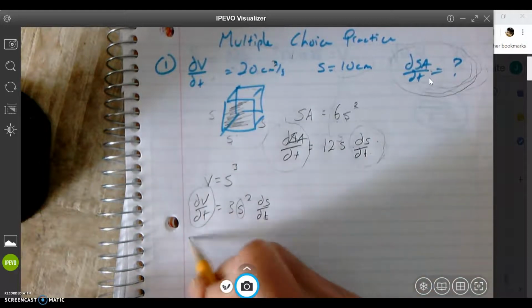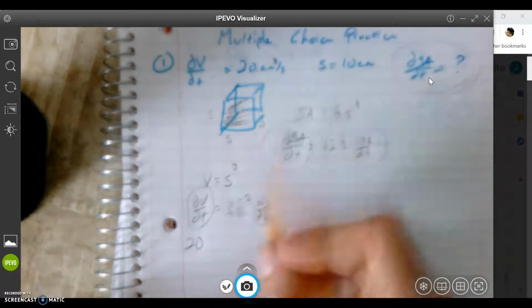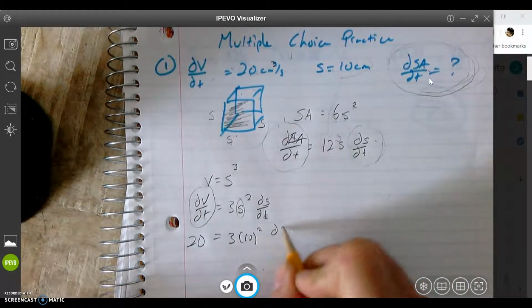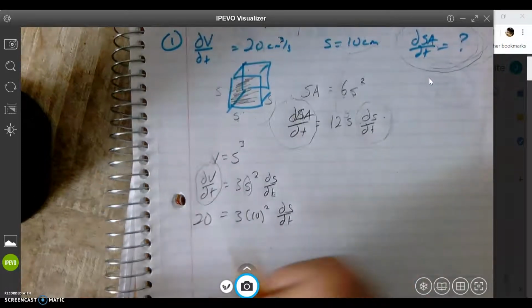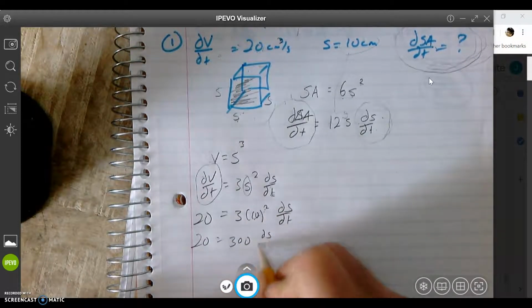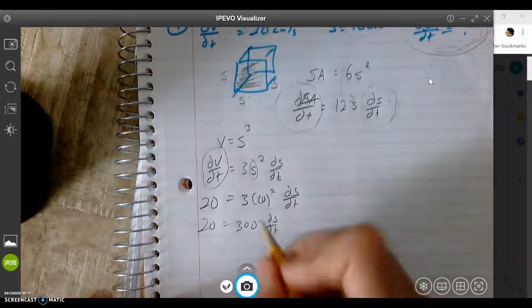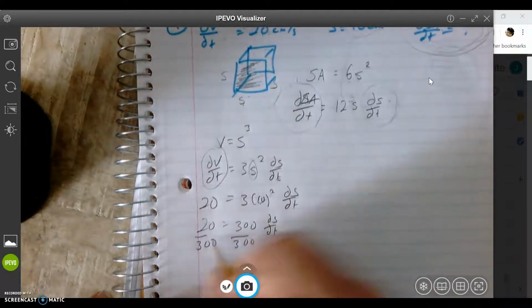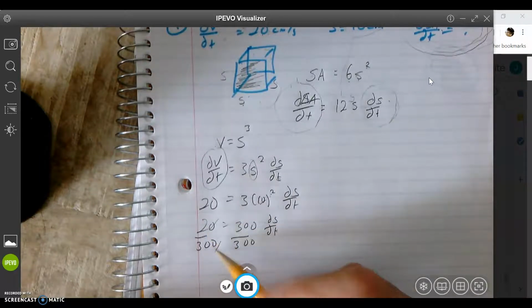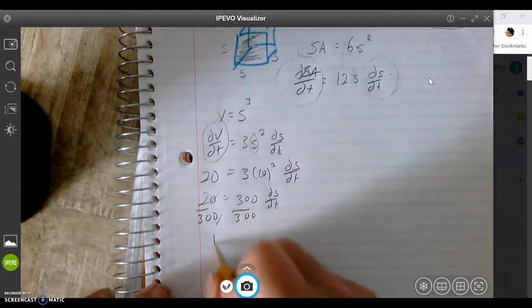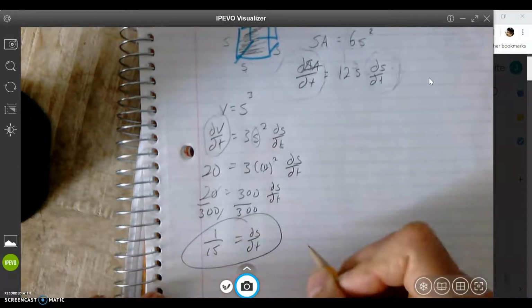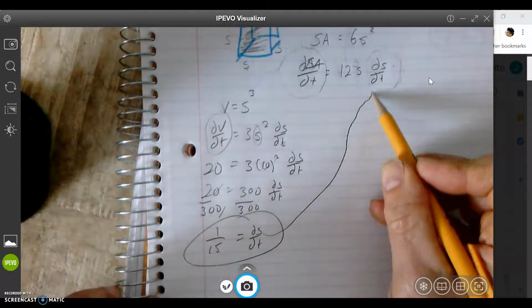So dV/dt is 20, because I got that from up here, equals 3, the side is 10, squared, ds/dt. So 20 equals, that's 100 times 3 is 300, ds/dt. So the side is changing, divide by 300, and so, divide by 10, which means you can cross out a 0. And then 2 over 30, cut that in half, is 1 over 15, which is ds/dt. Cool. So you got ds/dt, so now whoop, it's going to go right up in here.